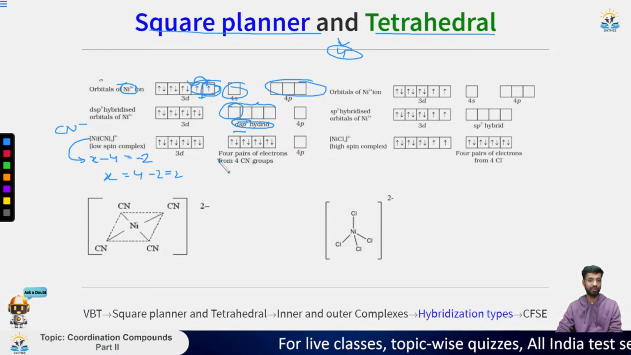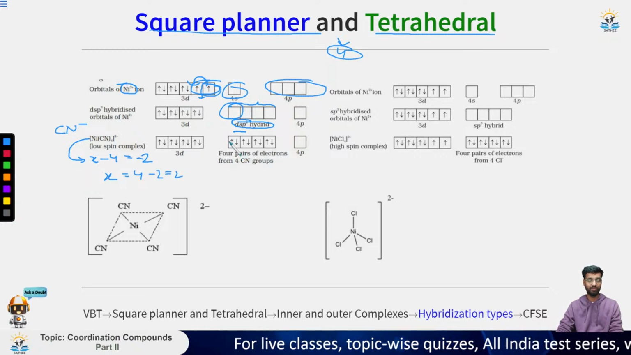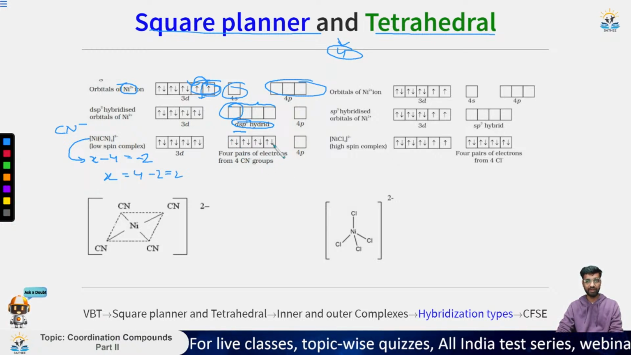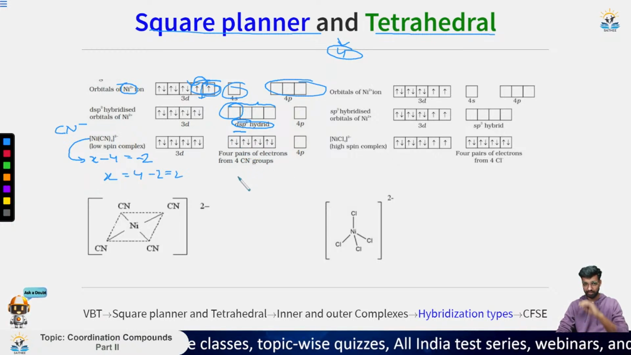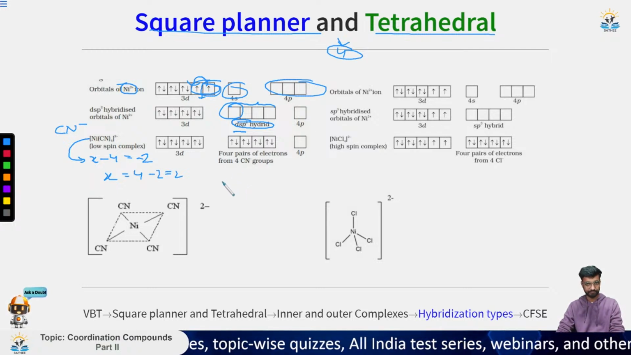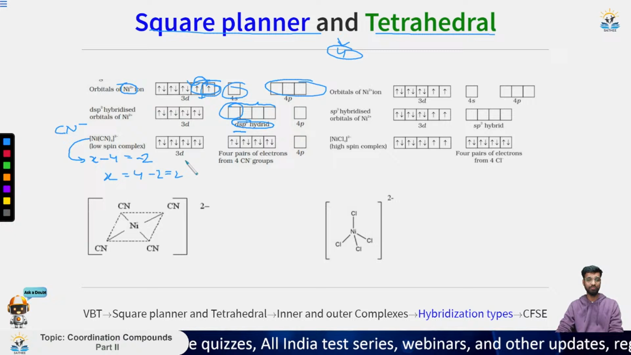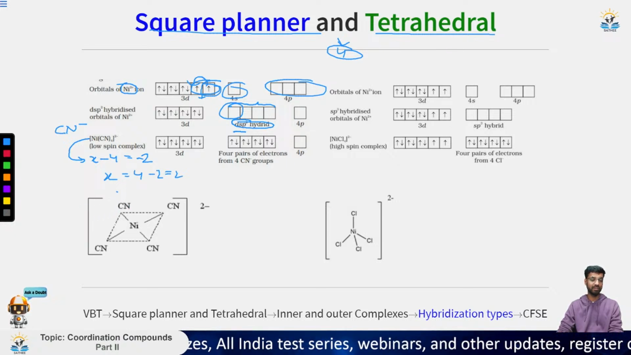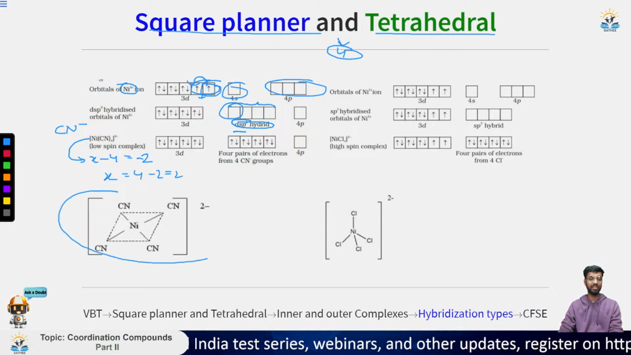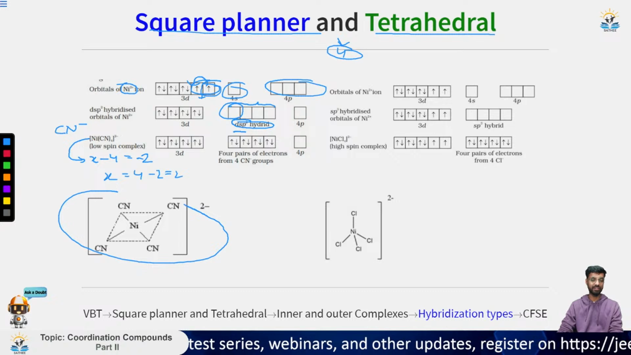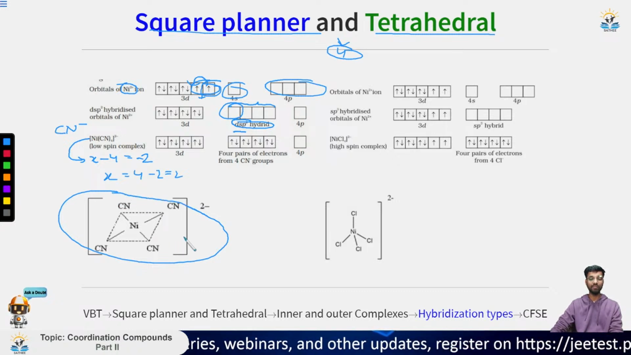Now we have 4 CN, so each CN will donate one pair. So these are the 4 pairs of electrons donated by the 4 CN ligands. Now since we have a hybridization of dsp2, we will have a square planar shape. We will see later on how different hybridizations result in different kinds of structures.